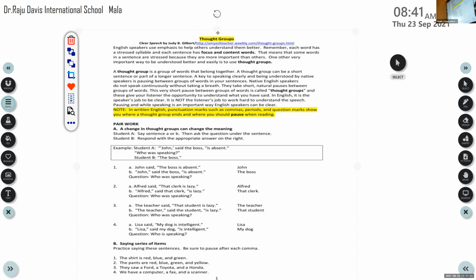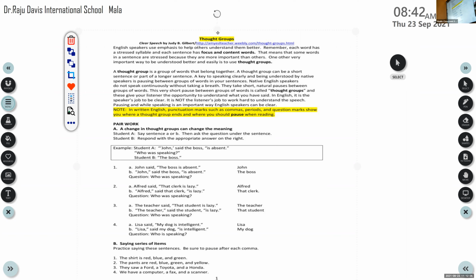A key to speaking clearly and being understood by native speakers is pausing between groups of words in your sentences. Native English speakers do not speak continuously without taking a breath. They take short natural pauses between groups of words. This very short pause between groups of words is called thought groups. Yes? And these give your listener the opportunity to understand what you have said.